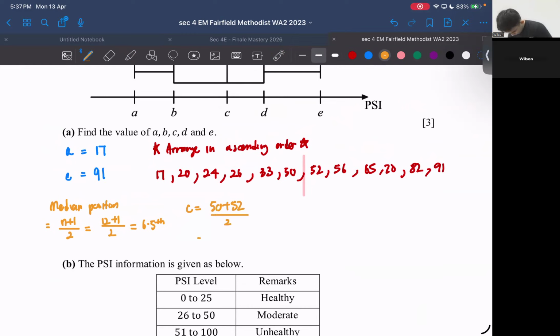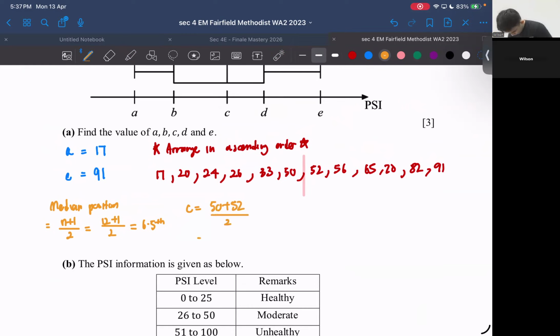Okay, so there are 2 ways. If you want to use n plus 1 divided by 2, that's also okay. So how many data do I have? 1, 2, 3, 4, 5, 6 over here. 6 plus 1 divided by 2. This is the 3.5 position. Another way you can do this is as such. Let me just draw a line over here. This over here is my upper quartile position. Here is my lower quartile position.